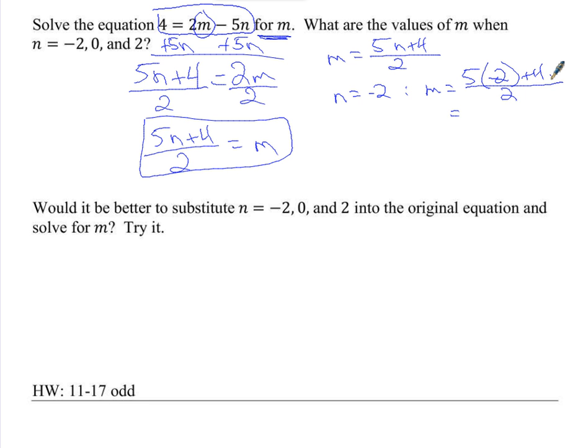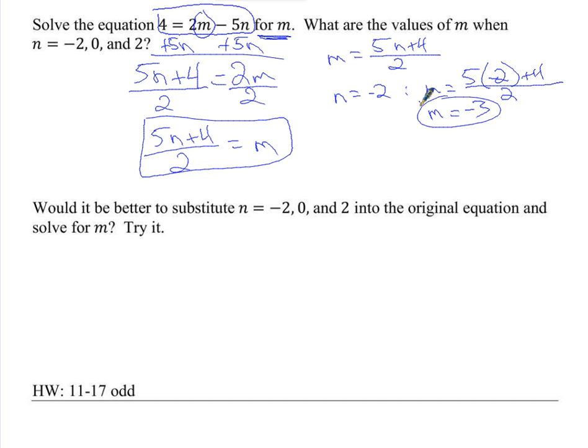-10 plus 4 is? -10 plus 4 would be -6. Then -6 divided by 2 would be -3. So m equals -3 is the answer for when n equals -2.